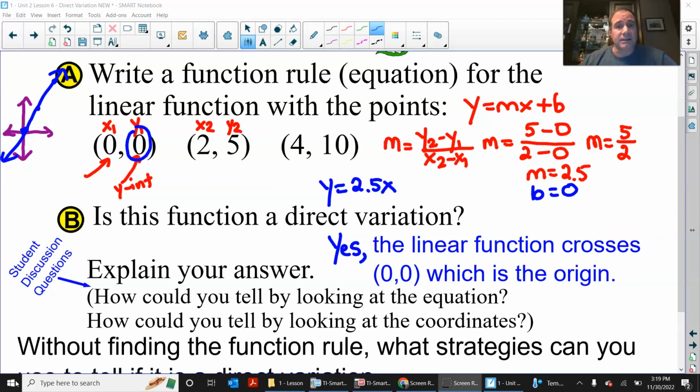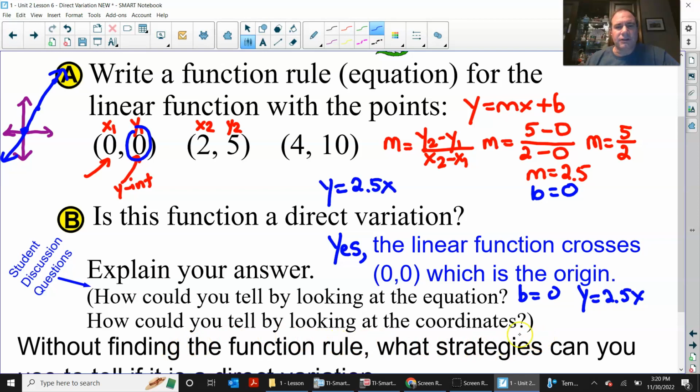How could you tell? By looking at the equation. Well, you could tell by looking at the equation, y equals 2.5x, that the y-intercept looks like it's missing. All right, so if it looks like it's missing, it is 0. And if the y-intercept is 0, that means it's a direct variation. So that's how you can look at the equation. The y-intercept, the b, is 0. So you see that it's y equals 2.5x. That's the y-intercept of 0, and that's a direct variation.